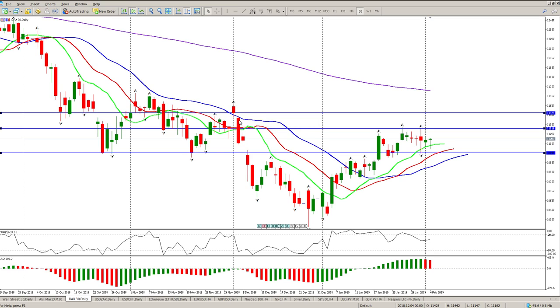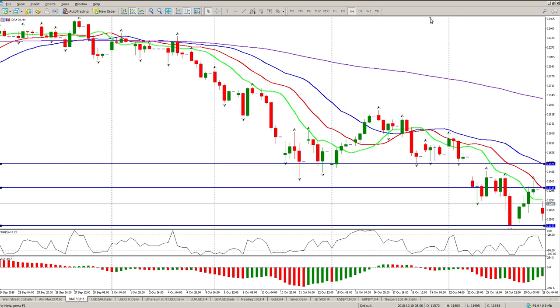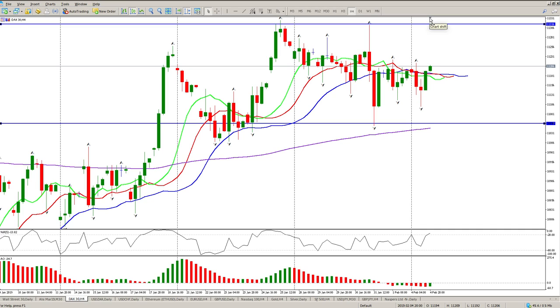Which would be acting as a magnet, but we've also got gaps to the downside, so they would also be acting as magnets. At this stage, looking at the daily, we're still range bound, so you need to get down to a much lower time frame before you can see what's going on and actually trade this.